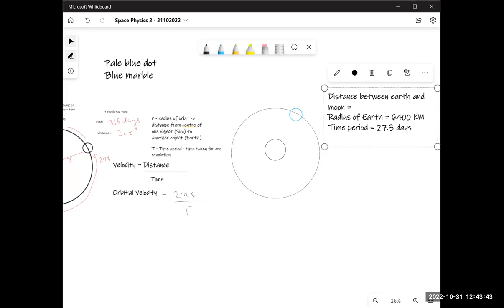Ayan, please check your notebook. I think we did this in the last class. Can you tell me the value of the distance between Earth and the moon? Sir, I don't have it noted down. All right. I don't think we did it. It was in the textbook. So let's take another example then.